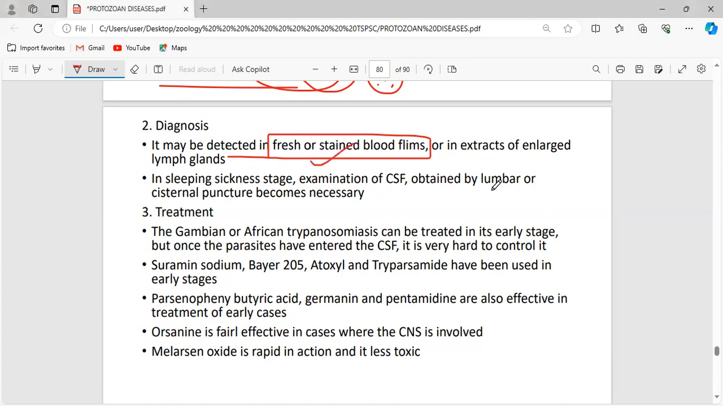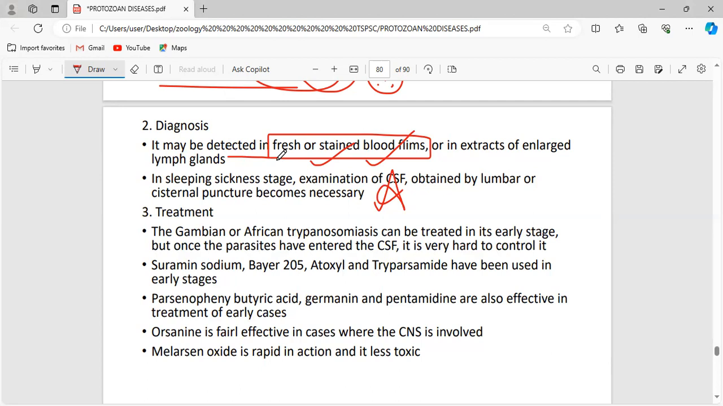In the same way, this trypanosoma can be grown in fresh or stained blood films. About the diamond medium, see, that's just like an agar medium. Agar medium is a source of many bacteria and fungi. In the same way, this blood film is the medium where the trypanosoma can be grown. They have taken the sample and cultured it in the stained blood films. Okay, and they have taken the sample and cultured it in the diamond medium.